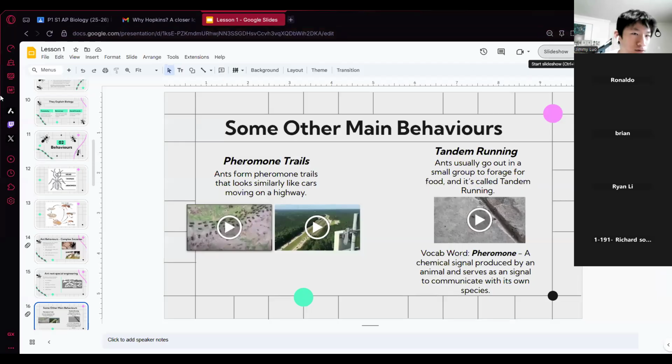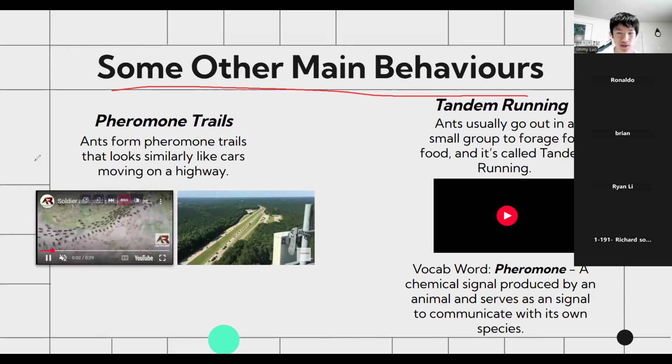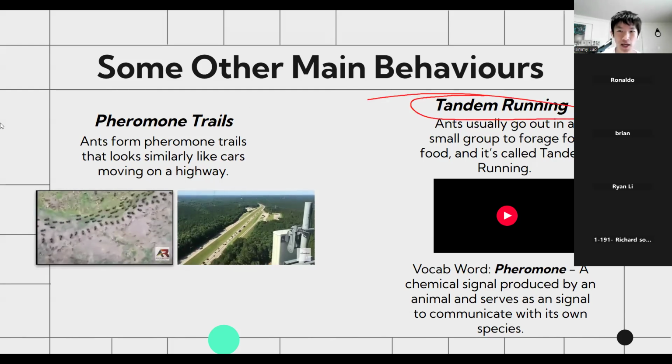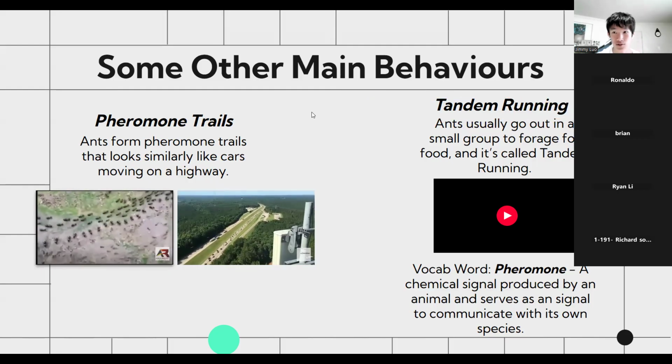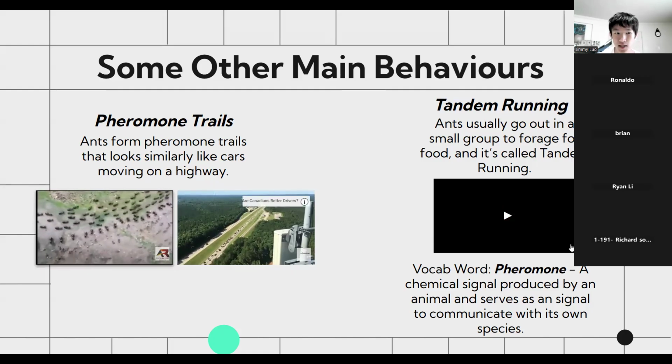Now, there's another really interesting behavior of an ant. It's called tandem running, all right? This is when ants go out to forage for food in very small groups, usually 2 to 4 ants. And it looks something like this.